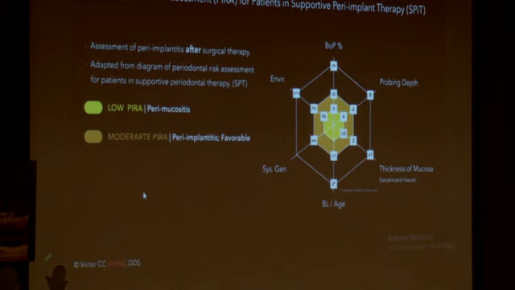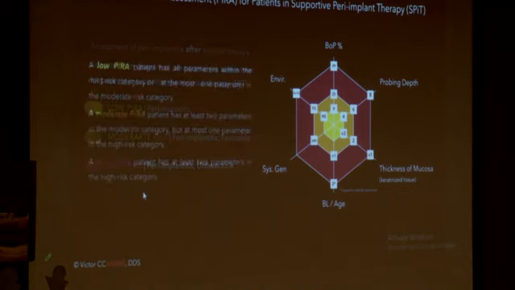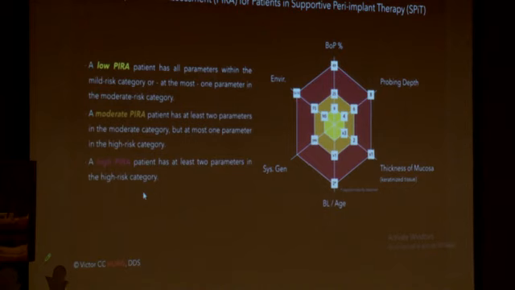If you have a moderate PIRA, it will be a peri-implantitis, but favorable to treat. If you have a high PIRA of peri-implantitis, it might be unfavorable for treating. So in this case, you might think about what you are going to do next. You could also check out Tonetti's paper talking about risk assessment of periodontitis. So that is more or less a modification of that for peri-implantitis.